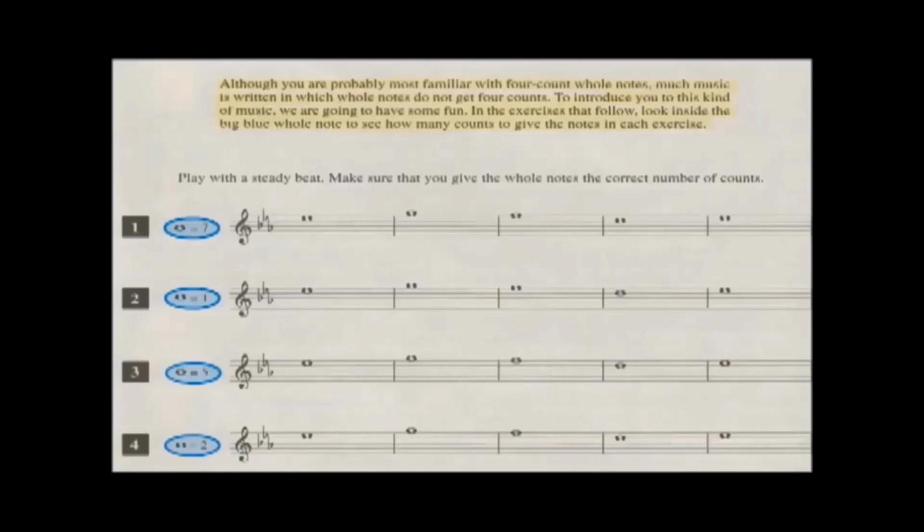So for most of the exercises in this book, you're going to see on the left-hand side a big blue whole note, and it's going to tell you what the whole note value is for that particular song. And it's going to vary. It's not always going to be 4. Sometimes it'll be 4, but sometimes it'll be something like 7, 1, 5, or 2, or any random number.